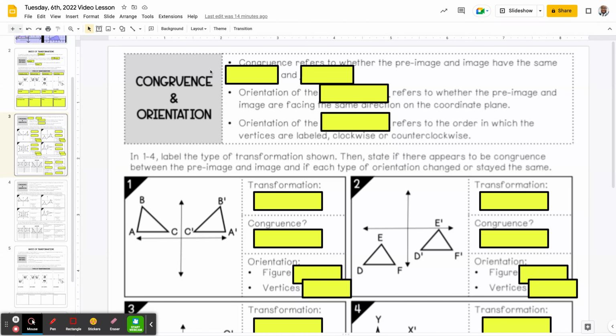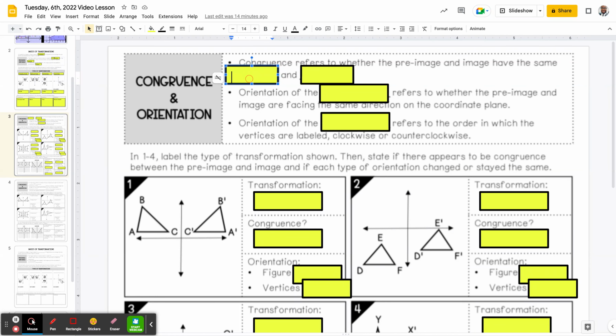So you should have flipped your paper over and you should see at the top where it says congruence and orientation. Congruence refers to whether the pre-image and the image, remember that's like prehistoric or pre-algebra, before, right? So whether the before and the after have the same congruence as size and shape. If something's congruent, it's the same size and it has the same shape. So go ahead and write that in, like you see me typing in.